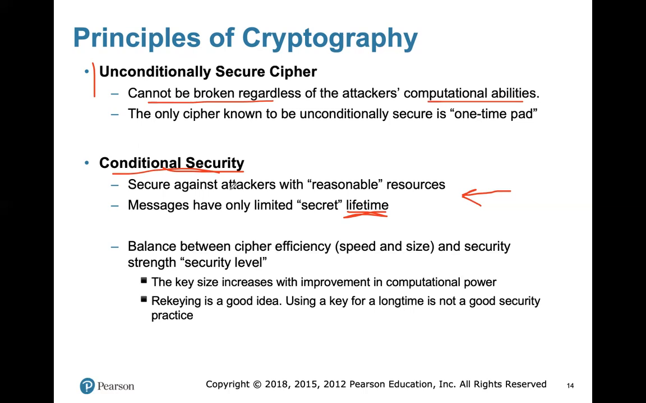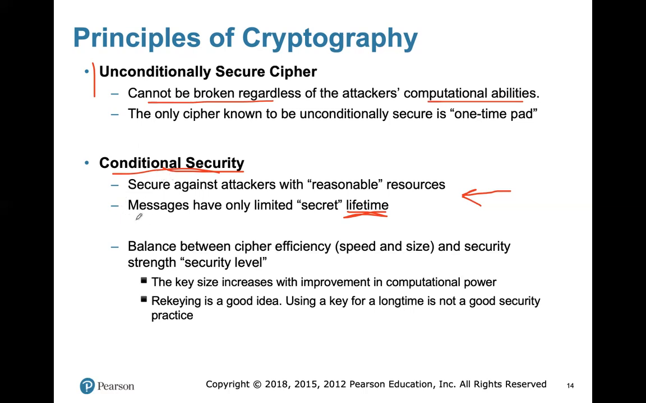This feature applies to many of our secret or sensitive information, and we can say that many of them have an expiration date. After some date, they are no longer sensitive. This gives us the ability to defend conditional security ciphers or encryption algorithms. We can say that they're not bad, they're basically good, and we can take advantage of them.